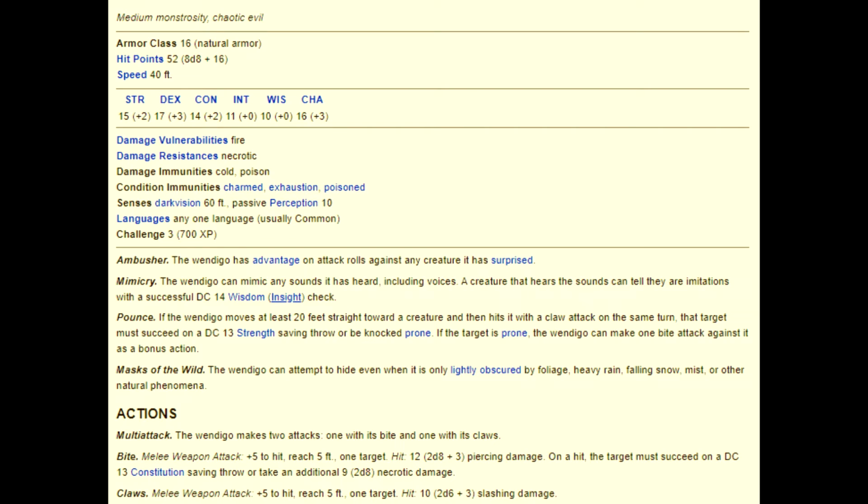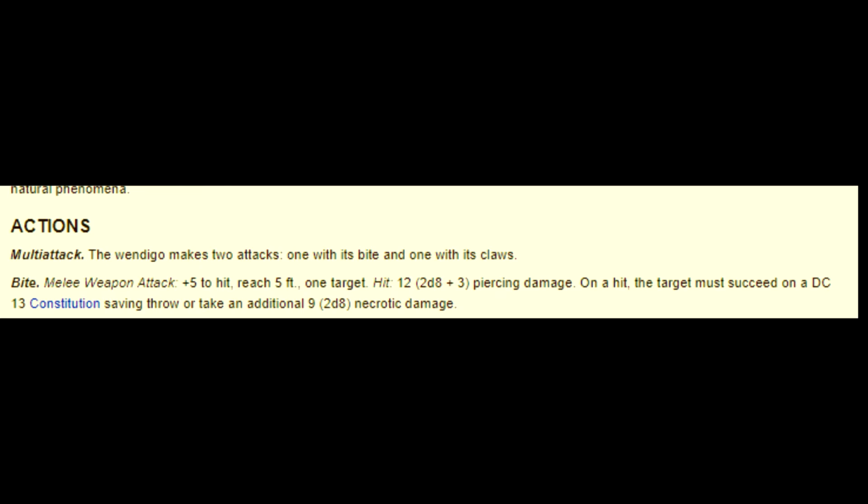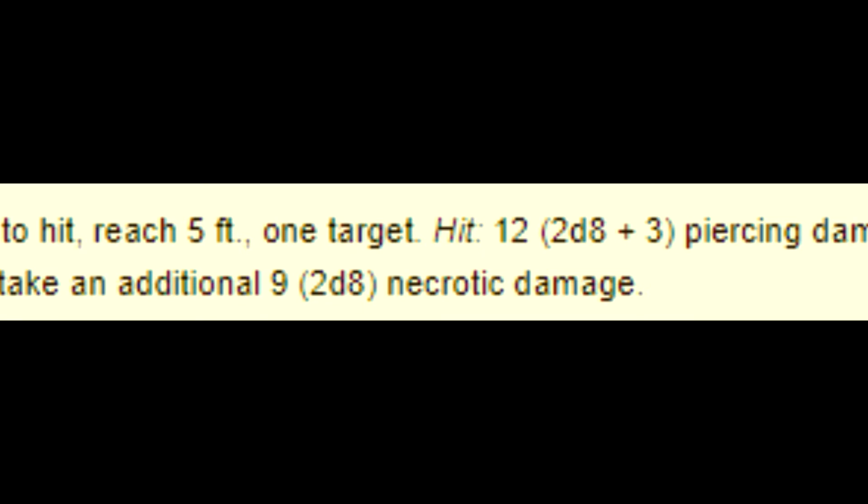Showing its stats here, we can see it's a decent foe, with some good resistances and immunities, as well as something important to point out: it speaks one language, generally Common, which can definitely set up some spooky mind games. Now you may notice it doesn't have very unique attack options, just simple claws and bites, but something to note is the potential necrotic damage on the bite, making the attack far more lethal than at first glance.